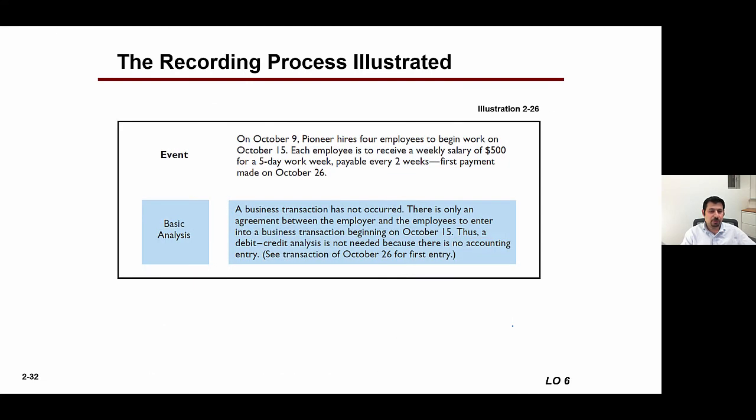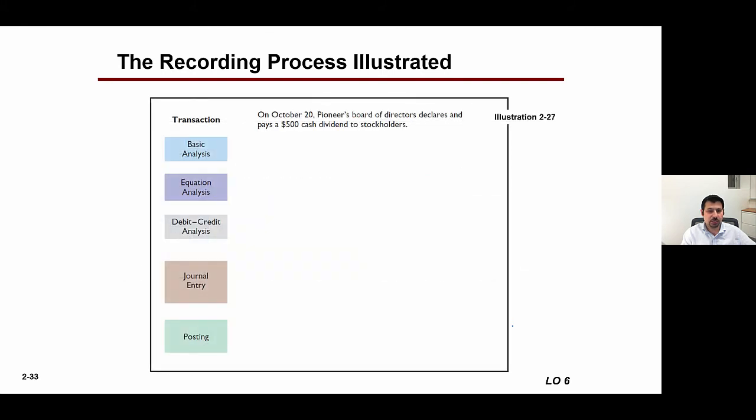On October 9th, Pioneer hires 4 employees to begin work on October 15th. Each employee is to receive a weekly salary of $500. However, because they have not started work yet, they haven't provided any services to the company, and they did not get paid any money from the company. There is no need to record that transaction, as the financial position of the company was not changed. There were no changes to any of the accounts. As a result, we don't record that transaction.